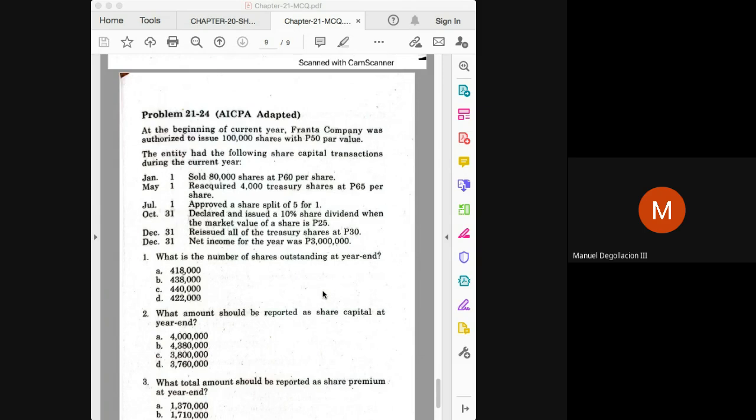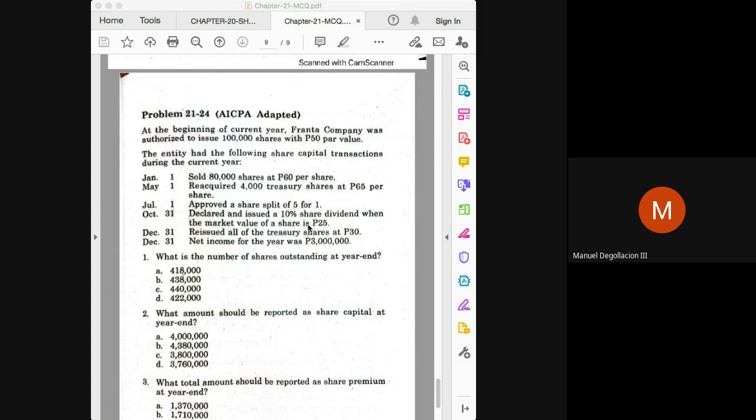Okay, so debit cash 4,800,000 and credit share capital for 4 million and credit share premium for 800,000. Then reacquired 4,000 treasury shares at 65 per share. So the entry here would be debit treasury shares and credit cash for 4,000 times 65. 4,000 times 65, that's 260,000. Okay. Then approve the share split of 5 for 1. Okay. No need for a journal entry for a stock split.